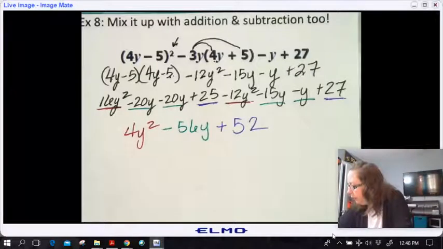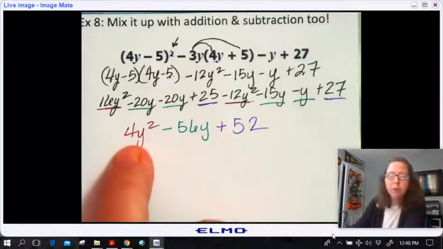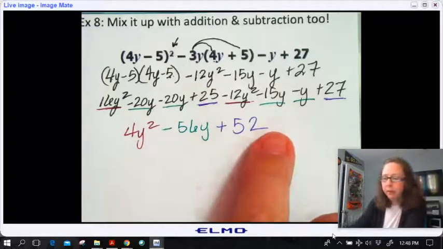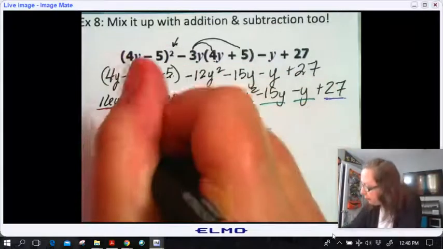Let's see. Is 52 divisible by 4? Yes, it is. And 56, is that divisible by 4? Yes, it is. And 4 is divisible by 4. So I'm just looking at each of these to see if they're divisible by 4. Let me show you how I'm getting that.